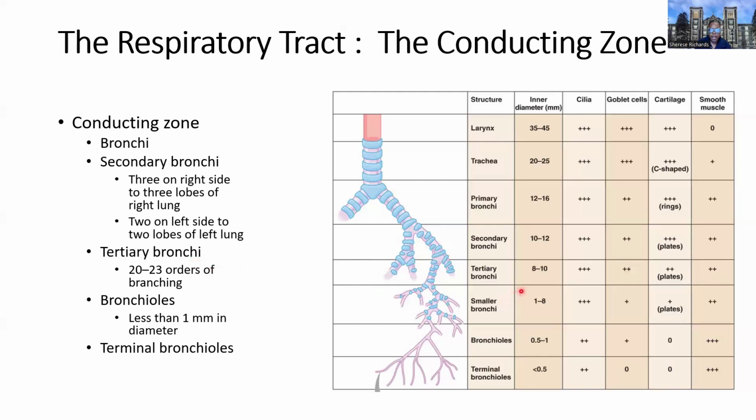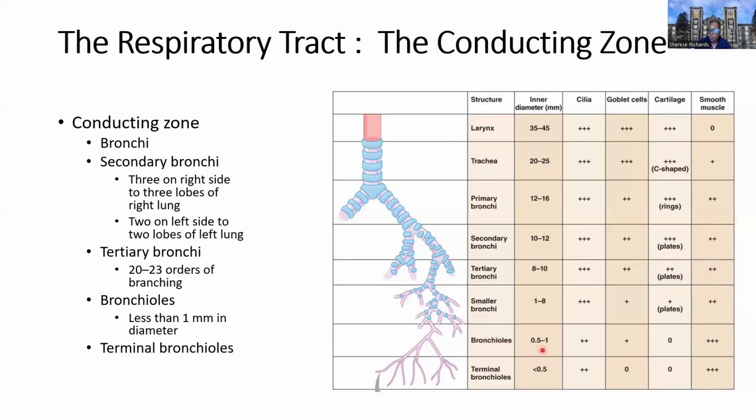Then the tertiary bronchi are going to be 20 to 23 orders of branching, so a very high number of branching in the tertiary bronchioles or bronchi. And then these are going to also have cartilage. The plates here are getting smaller, right? Getting more inconsistent. And then smooth muscle is increasing to sort of take over the role of keeping the airway open, regulating the diameter of the airway.